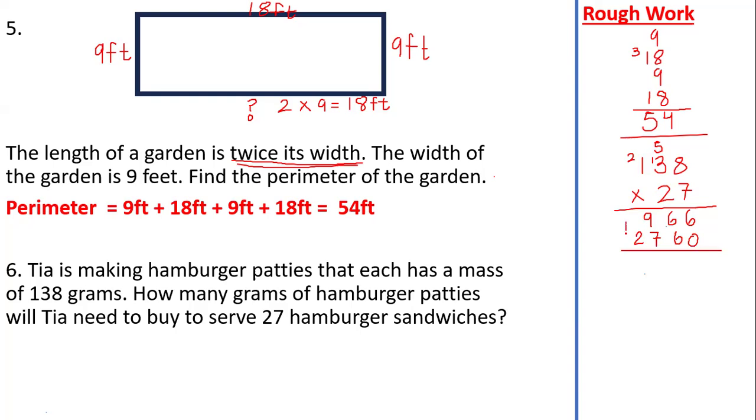And we have to add, right? 6 plus 0 is 6. 6 plus 6 is 12. Put the 2, carry the 1. 9 plus 1 is 10. 10 plus 7 is 17. It's going to be 3,000 what? 3,726. Did anyone get that?